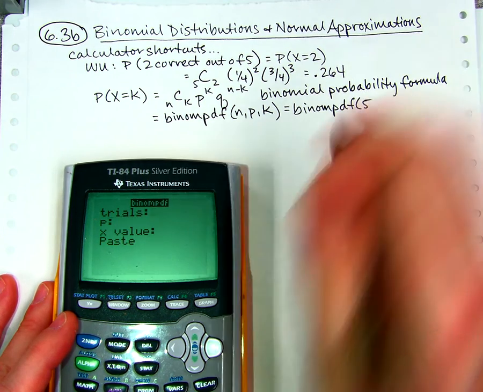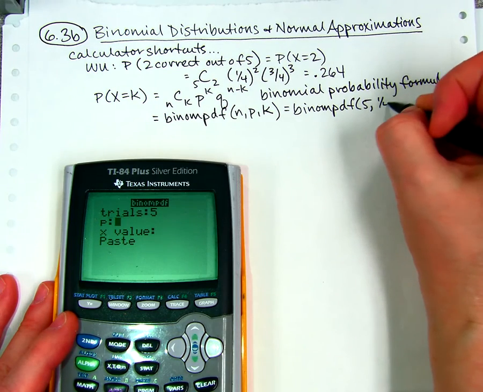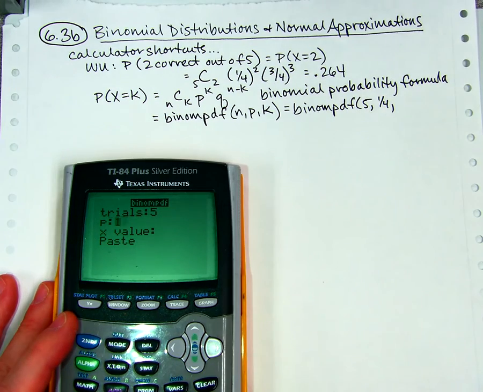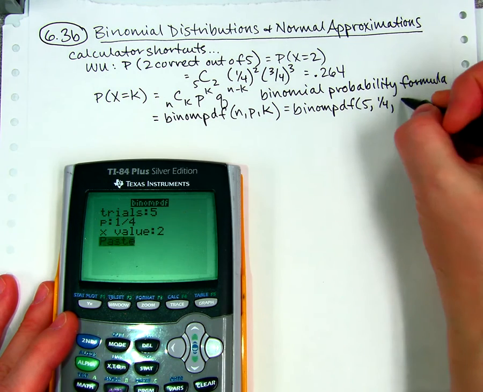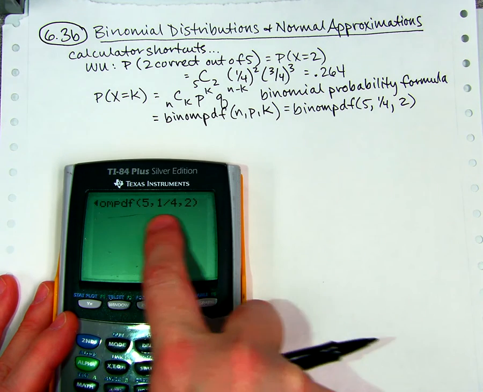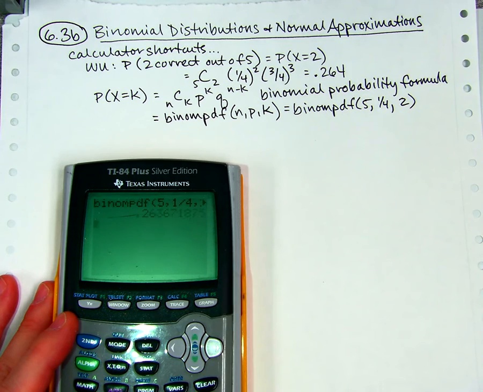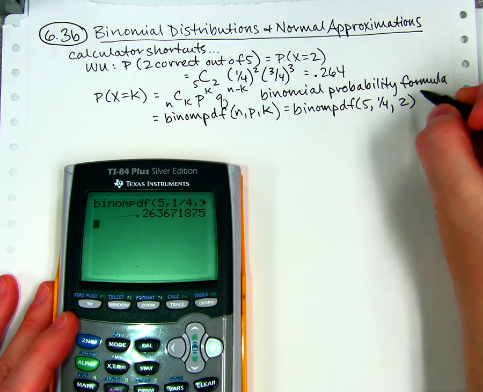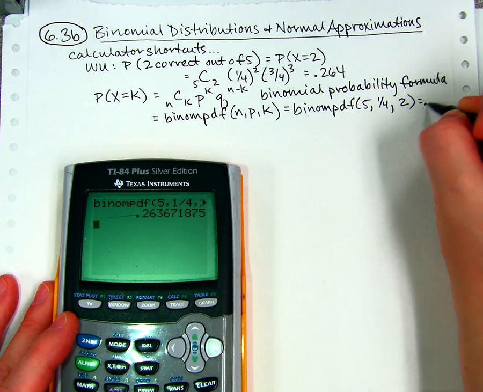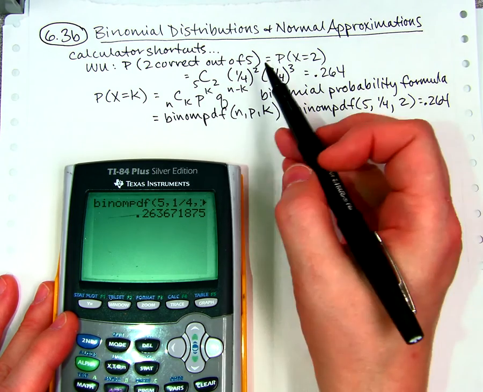N is 5. P is the probability of success, which is 1/4. And K is how many successes, which in this case is 2. If you don't have the little menu thing on your calculator, because the older ones don't, then it looks like this when you type it with commas in between, and that's how I usually write it down. And you get the same thing. You get 0.264.